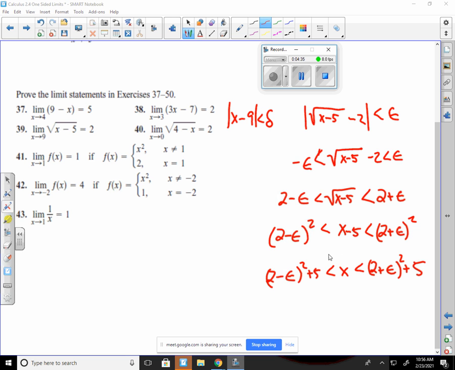Now I'm down to x here, so I have to get this down to x as well. Get rid of my absolute values. It gives me negative delta is less than x minus 9 is less than delta. Add the 9 to both sides. It'd be 9 minus delta is less than x is less than 9 plus delta. And so this is my x here. So I'm just going to plug that in.